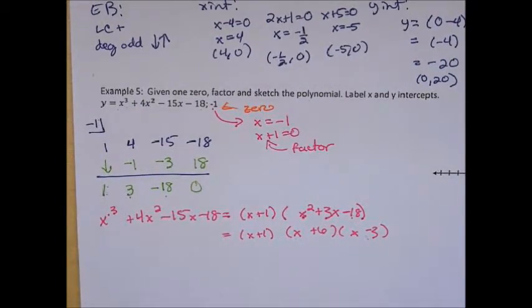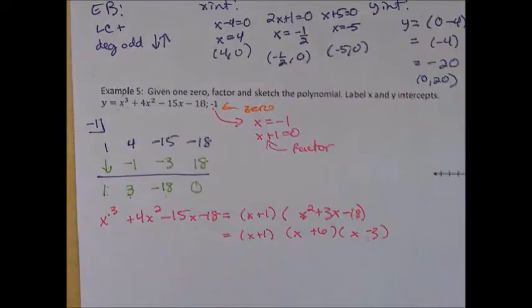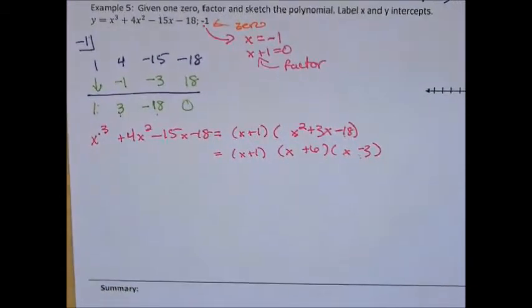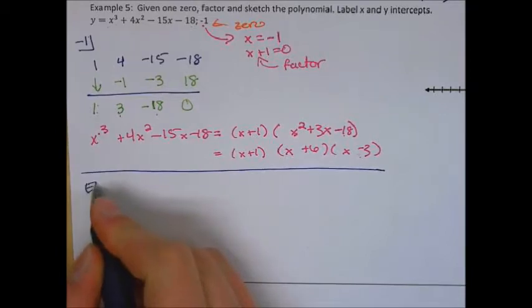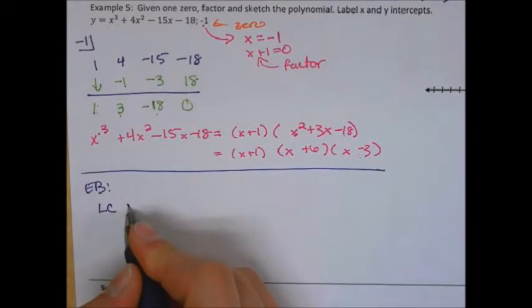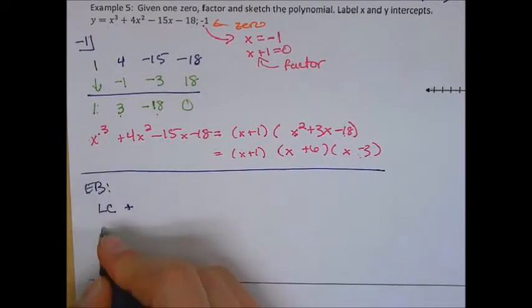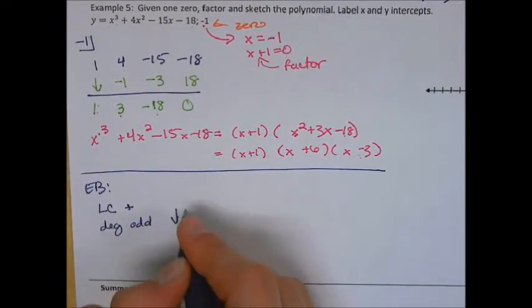Now I'm going to go ahead and have the video paused again so that you can graph this polynomial. Find the end behavior, x-intercepts, and y-intercepts. For end behavior, my leading coefficient is positive. The degree is odd, so I'm down, up.